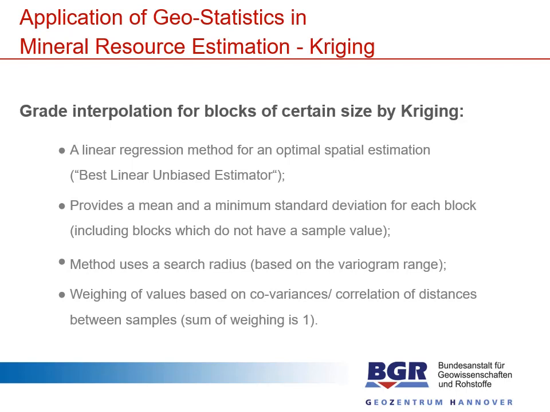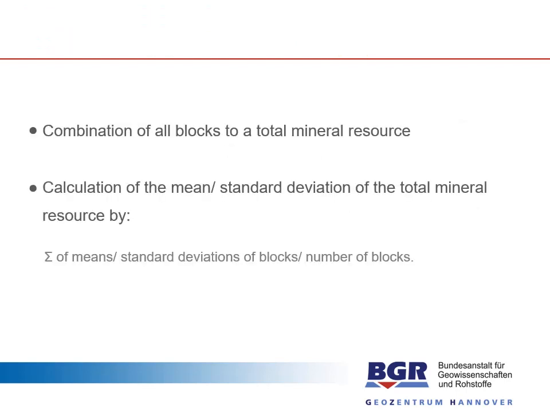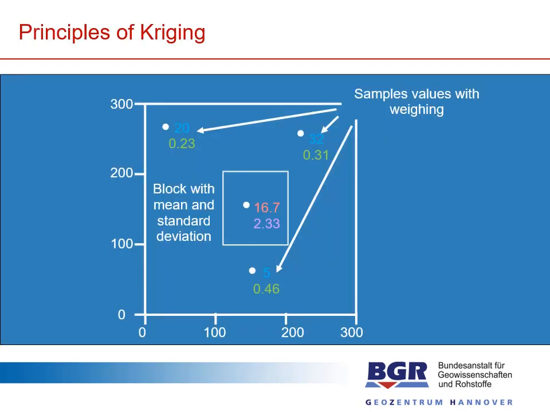The method uses a search radius based on the variogram data, and it applies weighting of values based on covariance and correlation of distances between the samples. By doing this, you can combine all blocks to a mineral resource, and the calculation of the mean and standard deviation of the total mineral resource is done by the sum of the means, standard deviation of the blocks, and number of blocks. Here's an example of how kriging works.